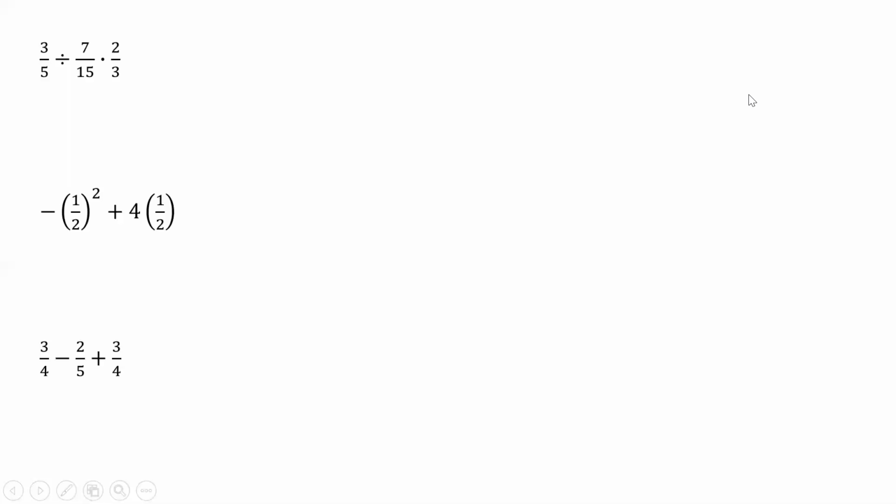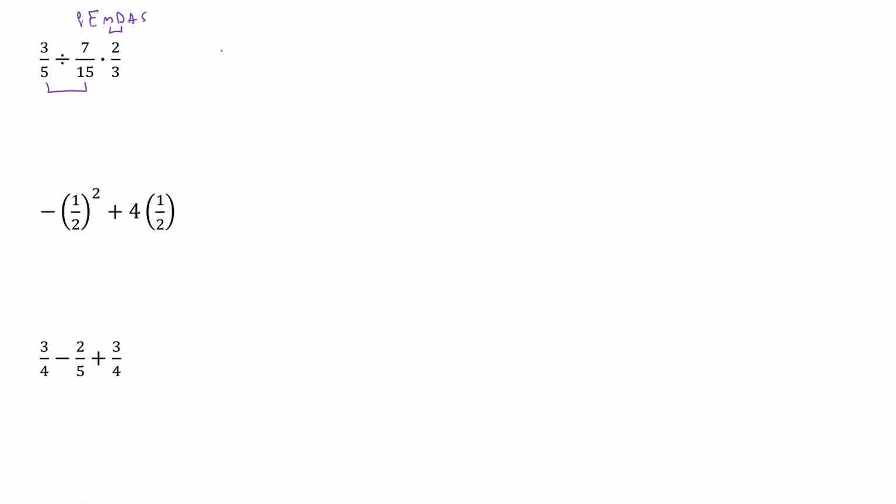All right, so here it looks like we're taking this fraction divided by this fraction times this fraction. Now remember, with PEMDAS, we do multiplication and division from left to right. So that's all we have. So what we're going to do first is this. Then after that, we'll take it times 2/3.